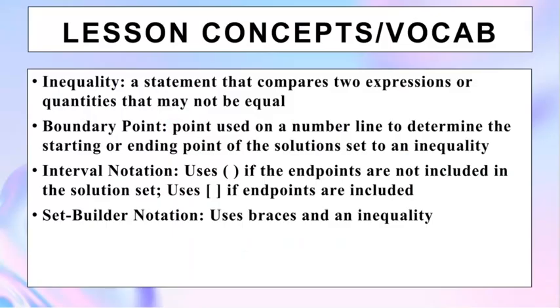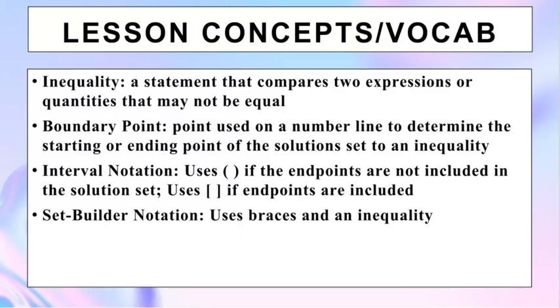An inequality is just a statement that compares two expressions or quantities that may not be equal. So could it be equal? Yes, but it would also have a range. So it might say less than or equal to, or greater than or equal to, or maybe it says it does not equal. A boundary point is just a point on a number line to determine the starting or the ending point of the solution set to an inequality. And we're going to look at that on a graph shortly.